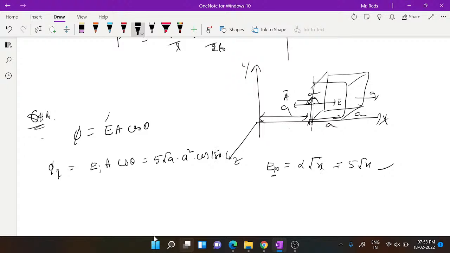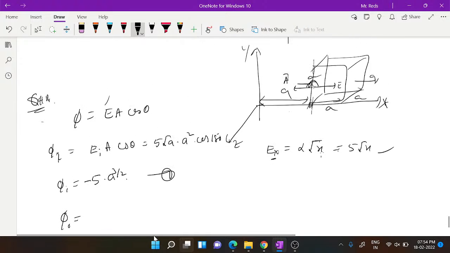What is the value of cos 180? Minus 1, right? Root a can be written as a power half, and multiplied by a squared it becomes a power 3 by 2. So the inward flux is equal to 5 into a power 3 by 2 into minus 1, which is minus 5 into a power 3 by 2.